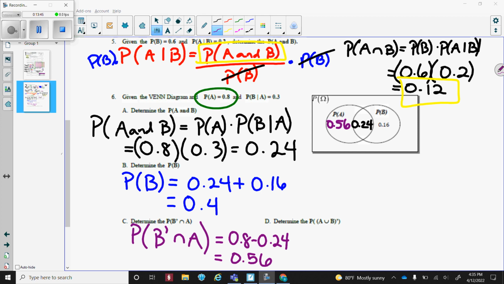Now with our AND, they have to overlap. It is exclusively what they share. With this union symbol, with this U, it can be just a little bit of everything. So we're going to look at the entirety of A.